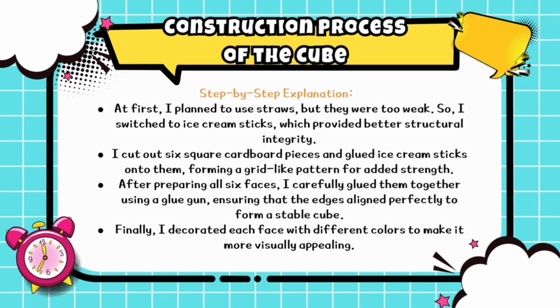At first, I planned to use straws, but they were too weak, so I switched to ice cream sticks, which provided better structural integrity. Next, I cut out 6 square cardboard pieces and glued ice cream sticks onto them, forming a grid-like pattern for added strength.